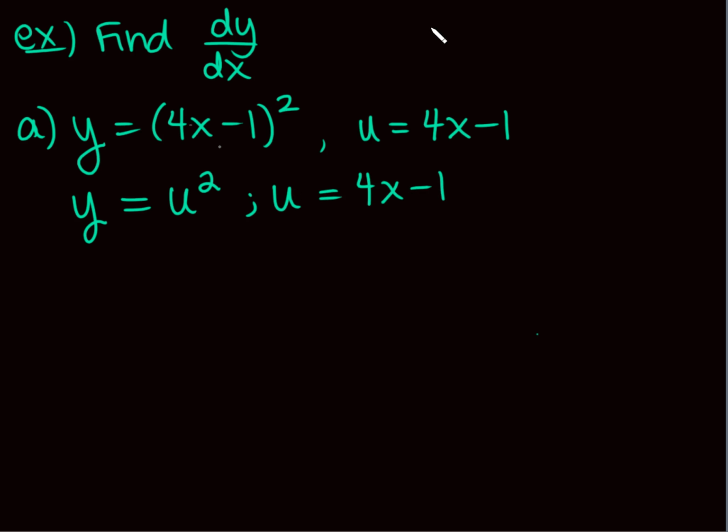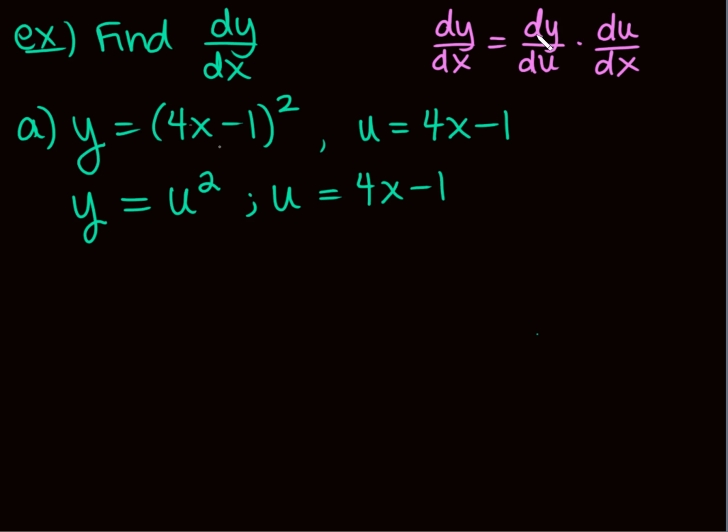And remember what our chain rule says. Let's write this up here so we remember it. dy dx is dy du times du dx. And we don't want any u's in our final answer though. We're going to get some u's in this answer, and then in the very end we're going to substitute back.